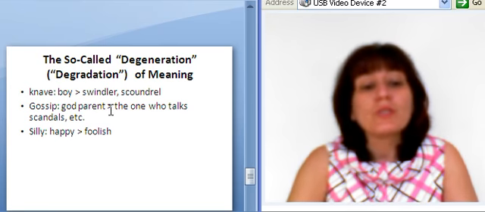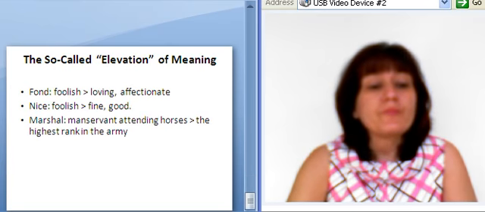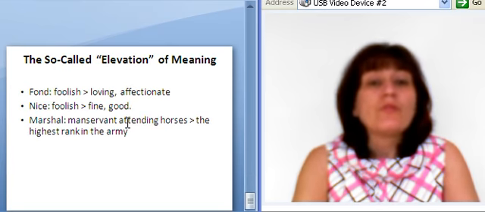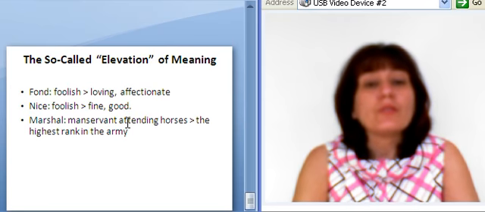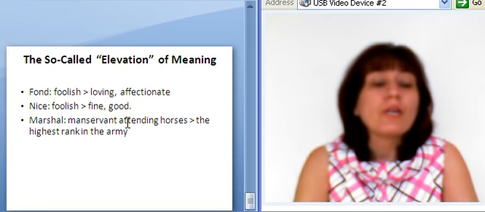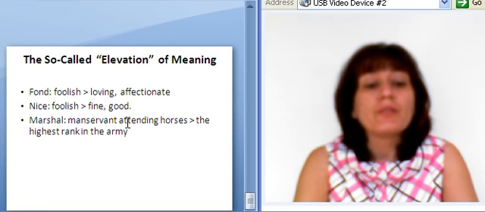The so-called elevation of meaning. Fond in Old English meant foolish, and now it means loving, affectionate. Nice meant foolish, and now it means fine, good. Marshal meant manservant attending courses, and now it is the highest rank in the army.